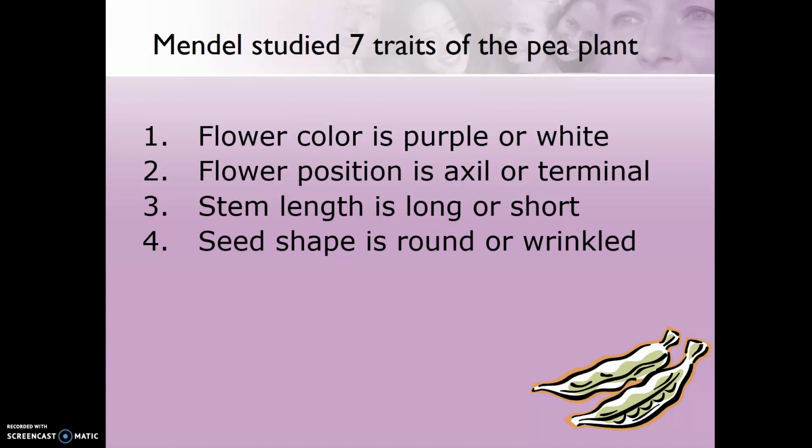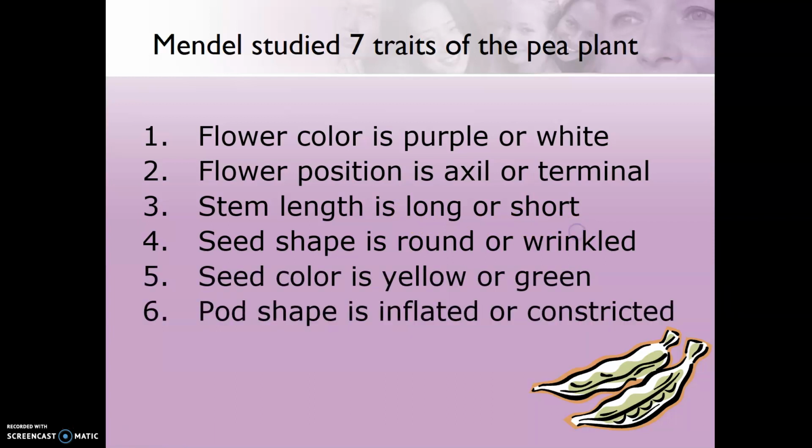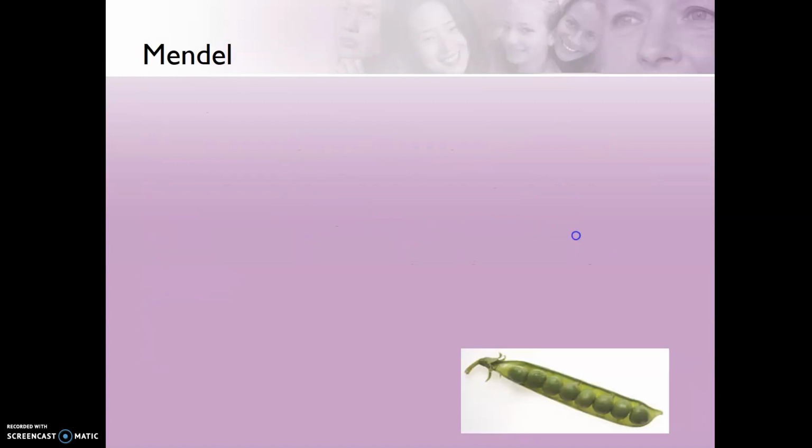The shape of the seed, there were 2 shapes that he was coming across. One was round and one he called wrinkled. The seed color, was it a yellow seed or a green seed? The pod shapes, were they inflated or constricted? So you might say the pods, if they were constricted, they looked like they had been vacuum packed possibly. And the last one was pod color. Was the color of the pod green or yellow?